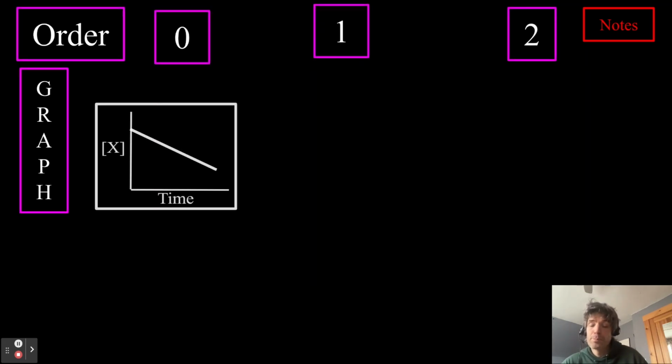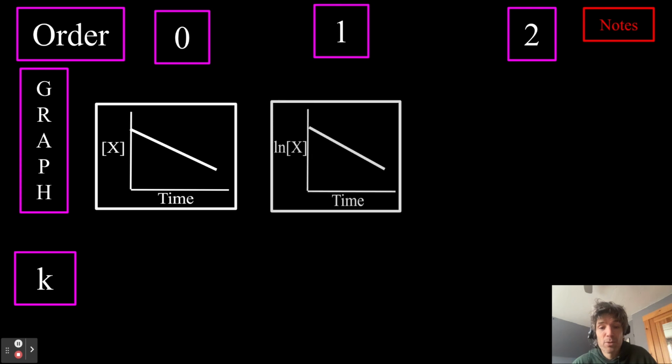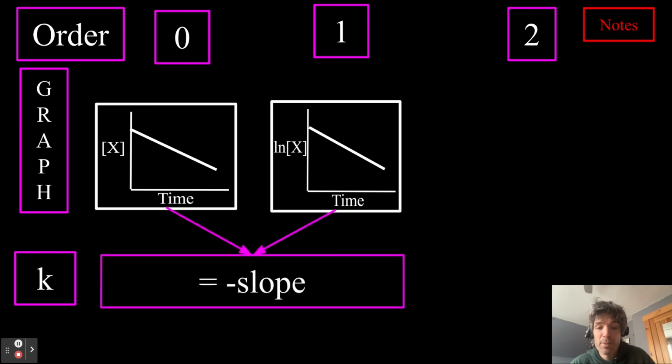So, as I had mentioned before, this is the zero order graph, and this is the first order graph. And the k value, or the rate constant, is going to be the negative slope value. So you can see these are negative slopes. I wouldn't have a negative k value, else the rate wouldn't exist. Rates have to be positive, unless you're talking about a disappearance. But even then, you don't tend to talk about it like a negative value.